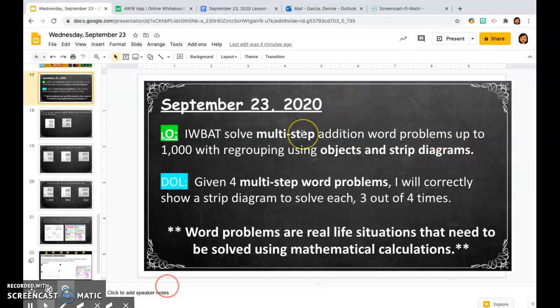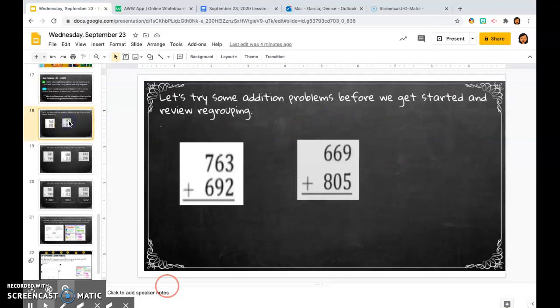Yesterday we focused on one-step problems, meaning we only had to do one thing to get the answer. But today we're going to be focused on multi-step, meaning there's going to be more than one step to finish it. Okay, before we continue with word problems, let's review how to work our computation. Let's try some addition problems before we get started and review regrouping.